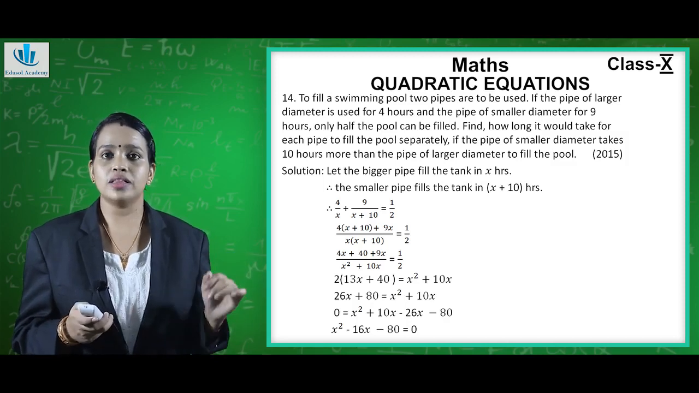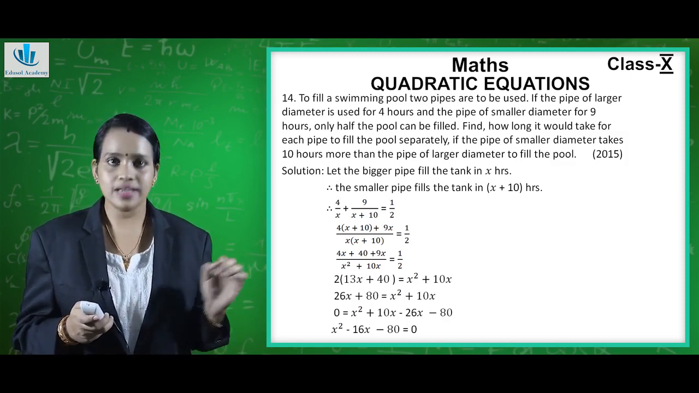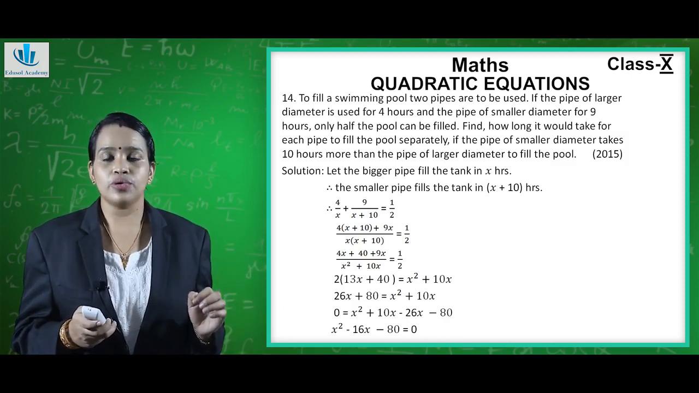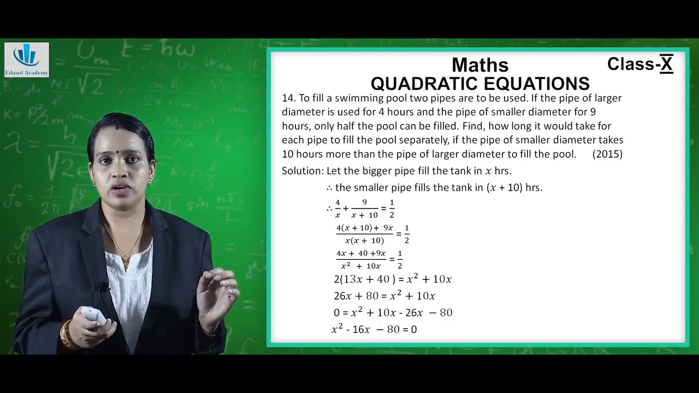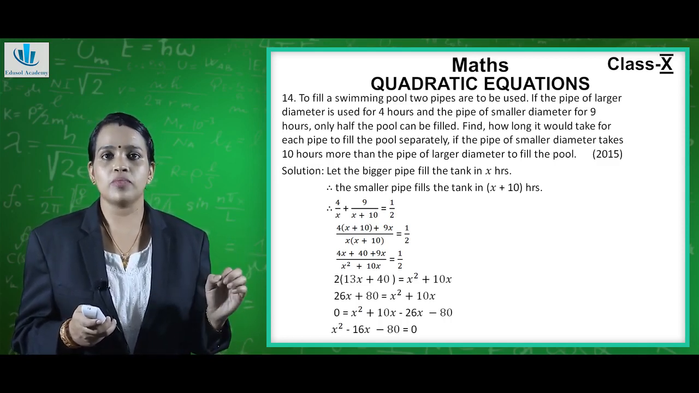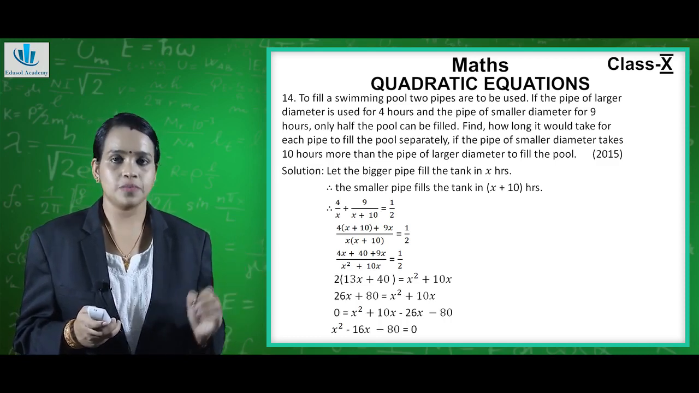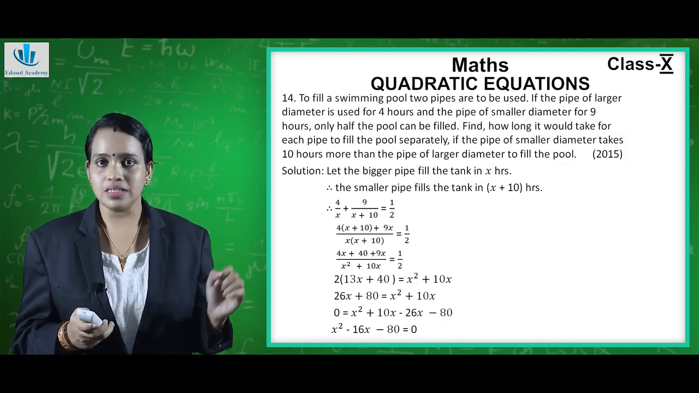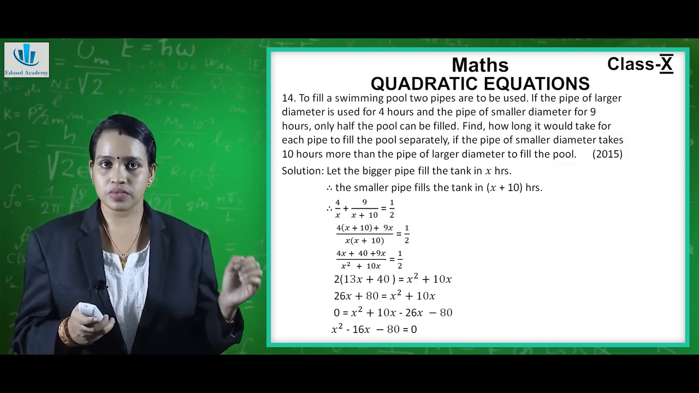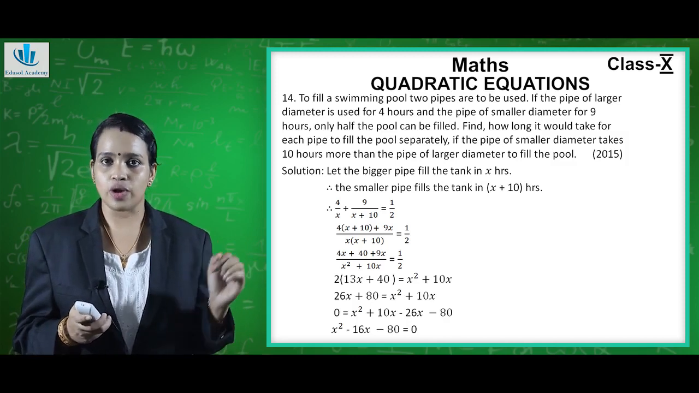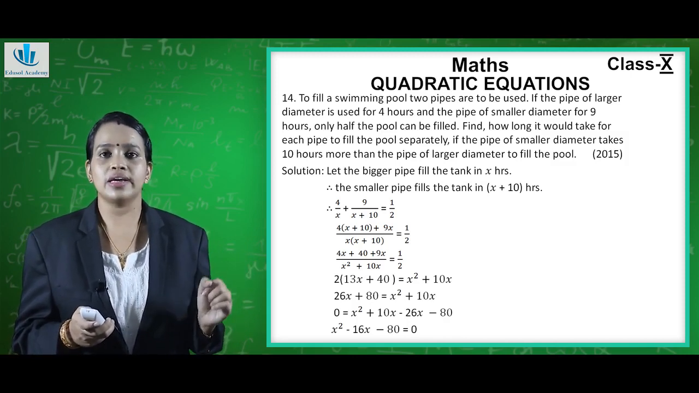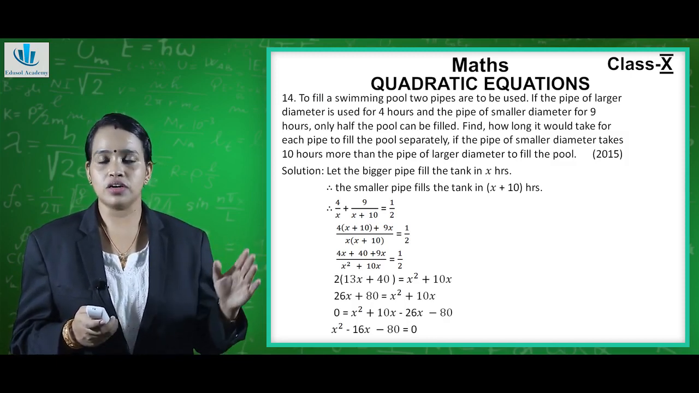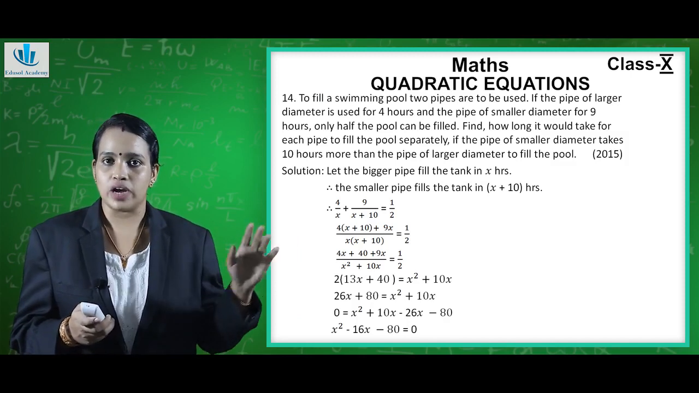So what we will do, we will take the bigger pipe filling the tank as x. Let the bigger pipe fill the tank in x hours. Now you know it takes 10 more hours, so the smaller pipe fills the tank in x plus 10 hours. So by the question, 4 upon x for the bigger pipe, and for the smaller pipe 9 upon x plus 10, equal to 1 upon 2. That means it fills only half, that's why we are taking it as 1 upon 2.